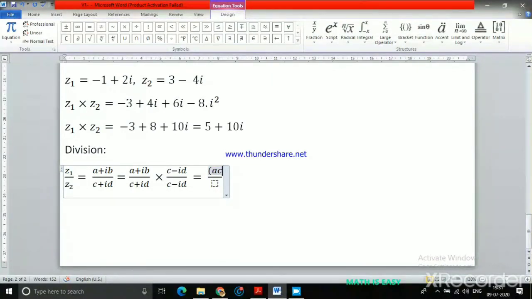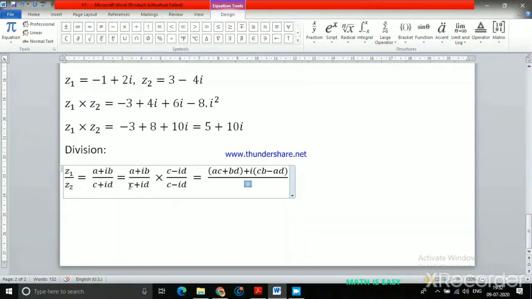A into C is AC plus BD, plus i into, here you are going to get CB minus AD. Okay, so you do the calculation, then you will understand how we get that one.